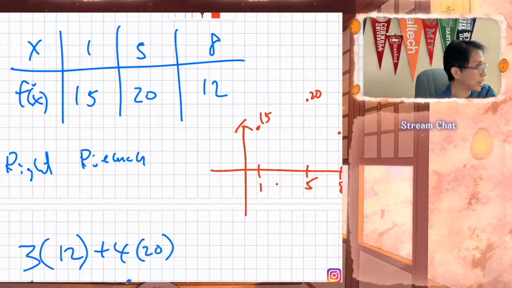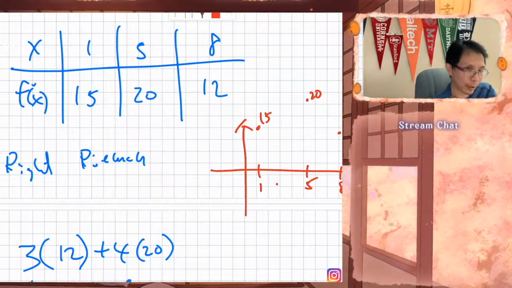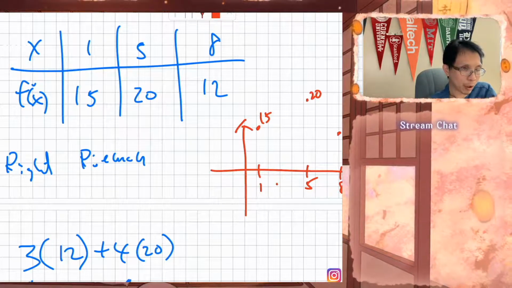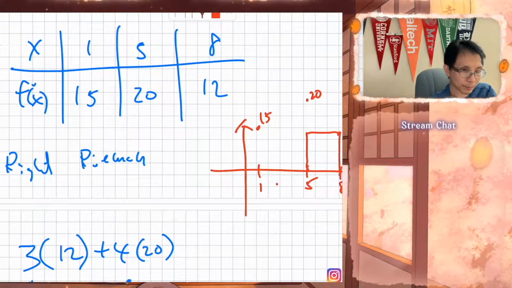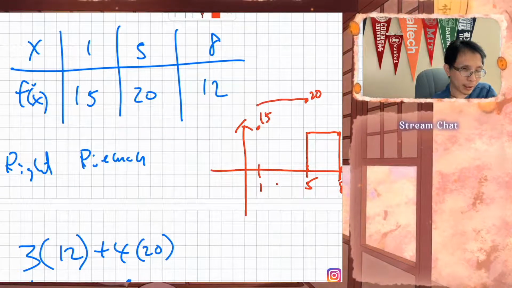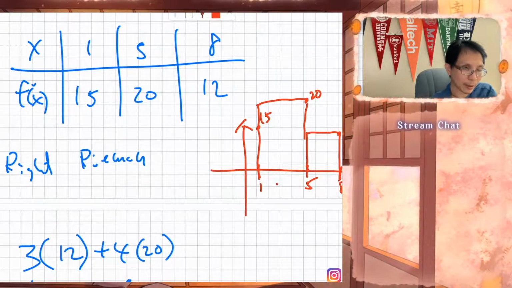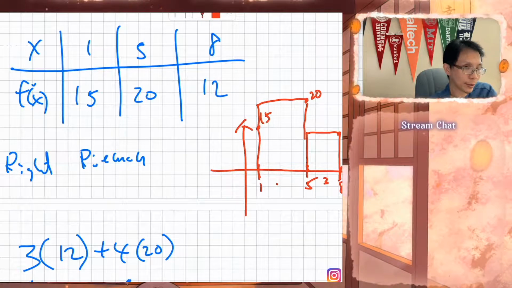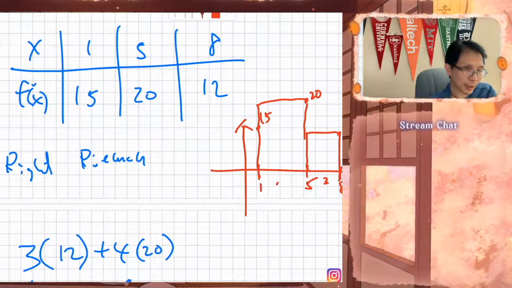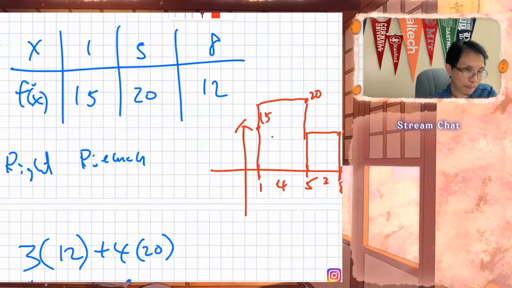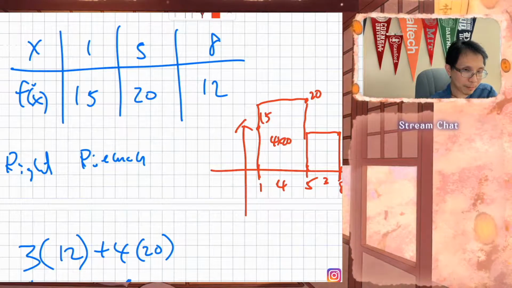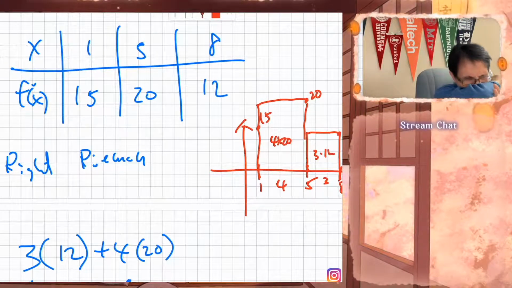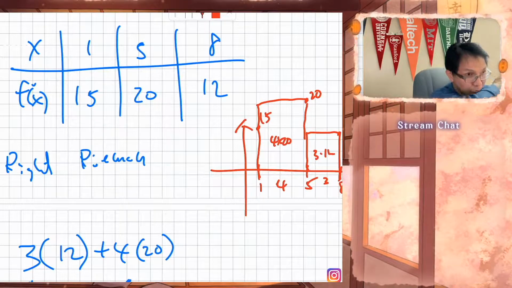Now, if it's a right Riemann sum, I'm going to base it on the right point. So I start with the right point. Are you guys following me so far? Yeah. I'm going to draw the first rectangle. And this one, I'm going to base on here to draw the second rectangle. So basically, I know this is a 12. This is 3. So it'll be 3 times 12. And now here it's going to be 4 times 20. Does that make sense? We're using right.